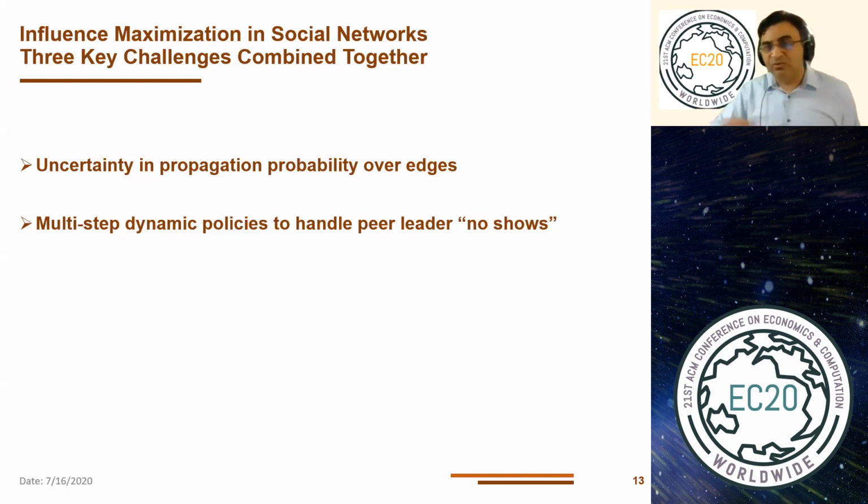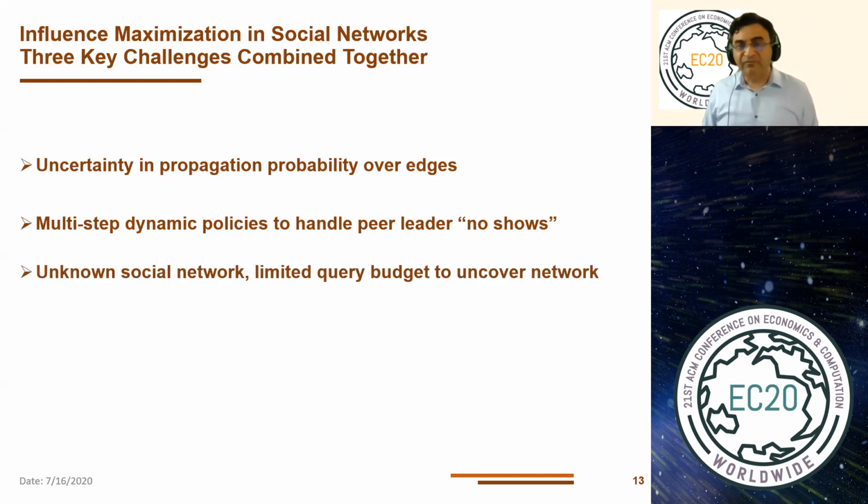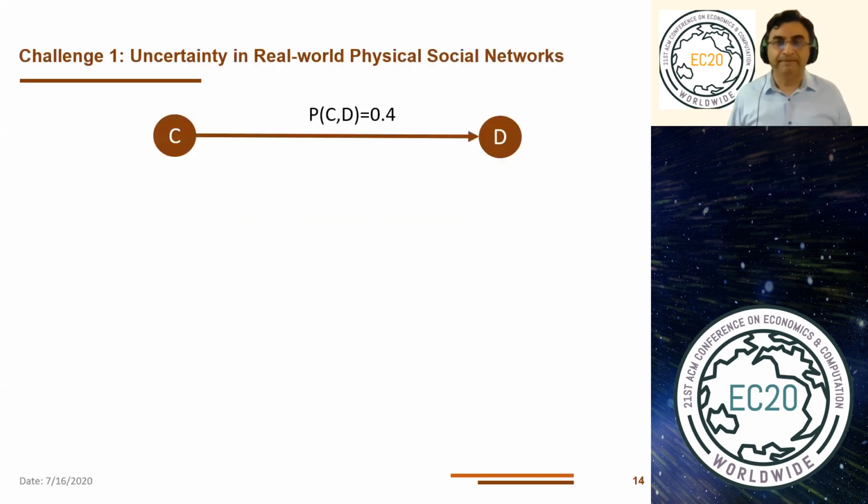We also have no observation of the state of the network. So this is different from adaptive influence maximization. And finally, we have an unknown social network, and we have a limited query budget to uncover the network. So let's start with challenge number one.